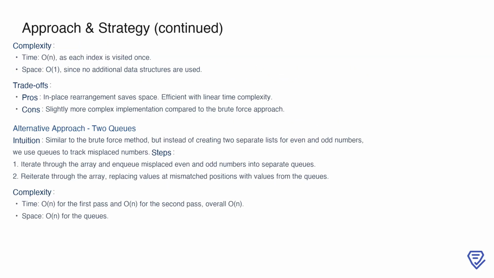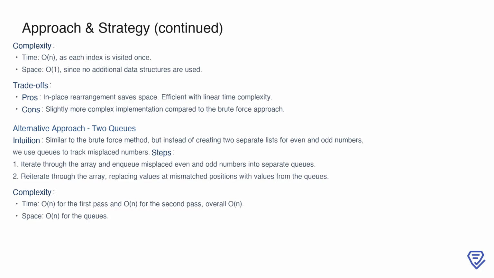The two-pointers method is highly efficient, with a time complexity of O(n), since each index is visited only once, and a space complexity of O(1), because it operates entirely in place. This means we avoid the overhead of creating auxiliary lists or queues, making it an excellent choice for optimizing memory usage. However, the implementation is slightly more complex than the brute force method, as it involves careful management of the pointers and swaps. Another alternative to consider is the two queues approach.